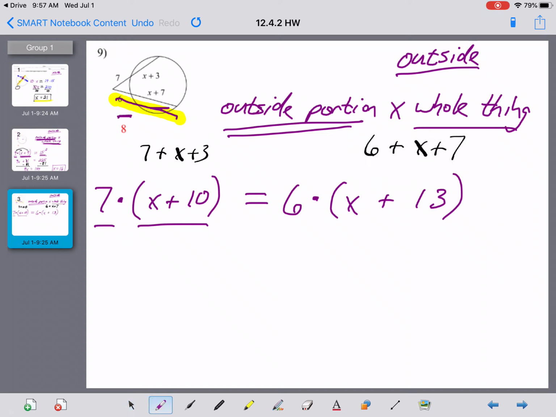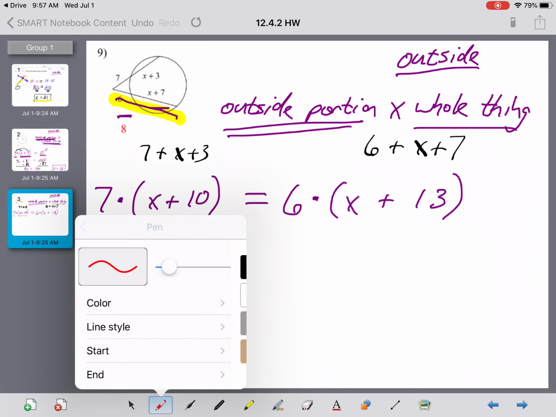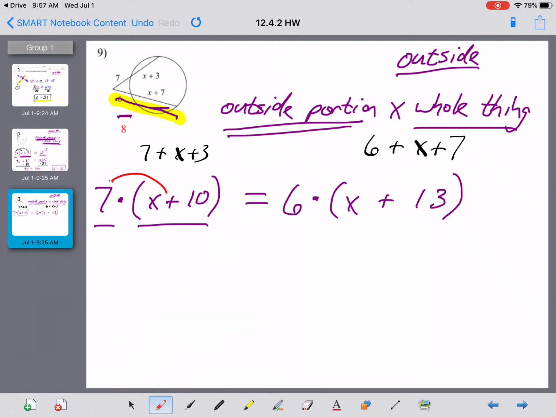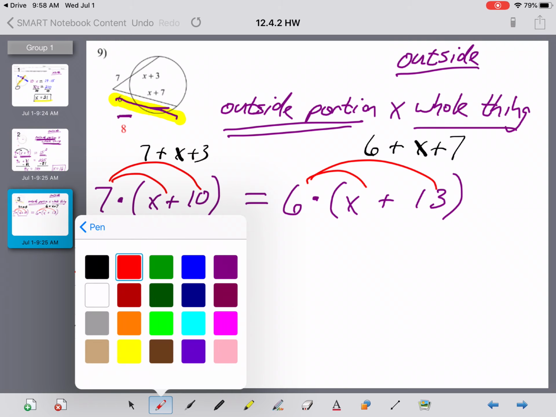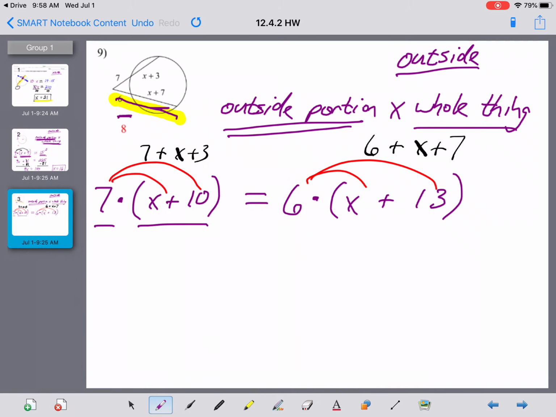And now what we have to do, everybody, is some distributive property here to get rid of the parentheses on both the left and on the right. So let's work on that. All right, on the left, we're going to distribute the 7 in. 7 times x is 7x. 7 times 10 is going to get us 70. On the right side, 6 times x is 6x, and 6 times 13 is going to get us 78.